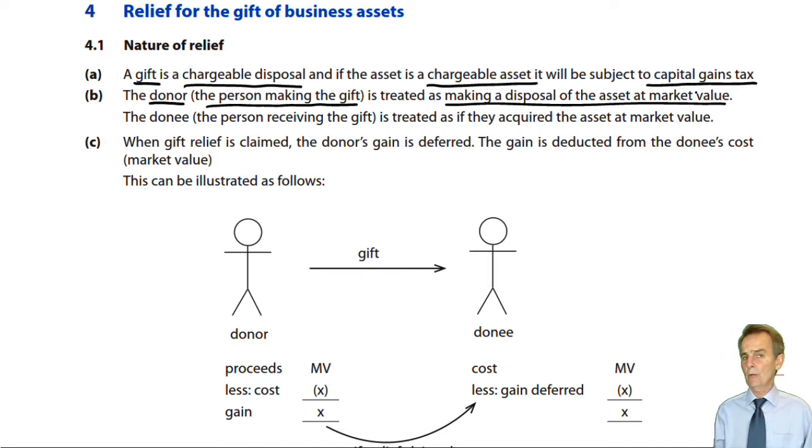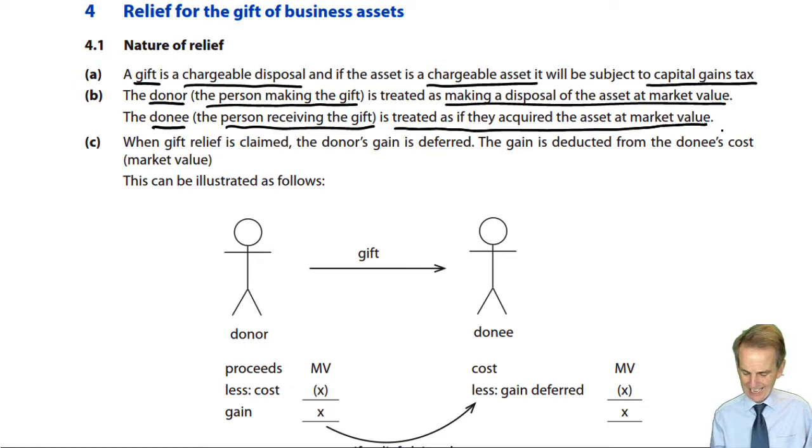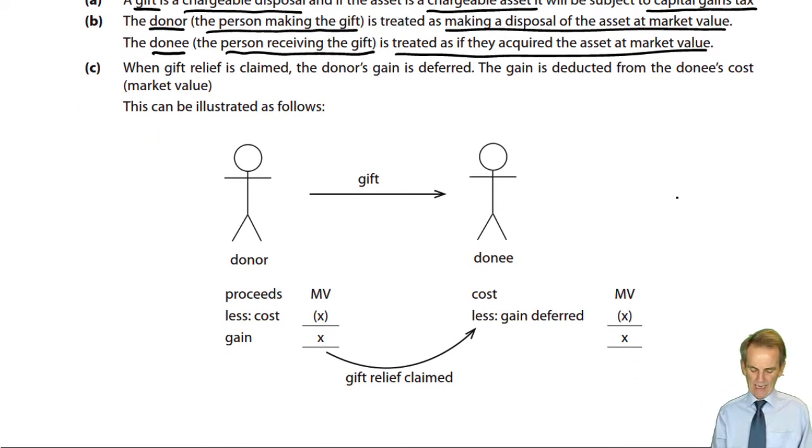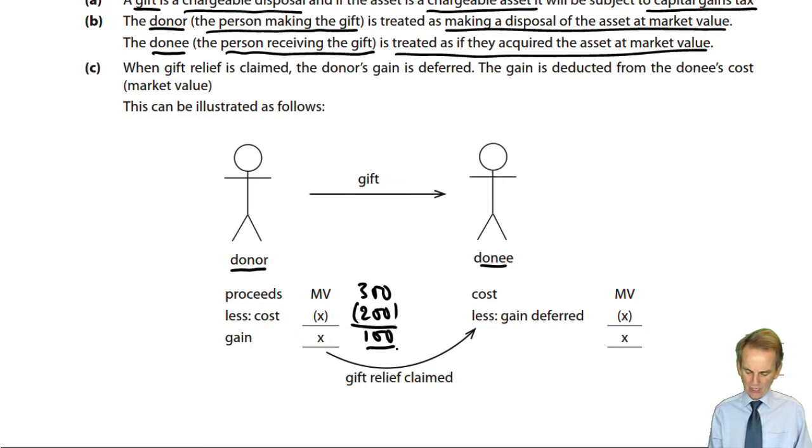What happens, therefore, to the donee? We haven't considered the donee previously. The donee, i.e. the person receiving the gift, is then treated as if they had acquired the asset at market value. So if we had a situation where, in relation to a gift made from the donor to the donee, say in thousands of pounds, the market value of the asset in question was £300,000 and its cost was £200,000, then there would be a gain of £100,000. Without any gift relief claim, the base cost to the donee would be equal to its market value.